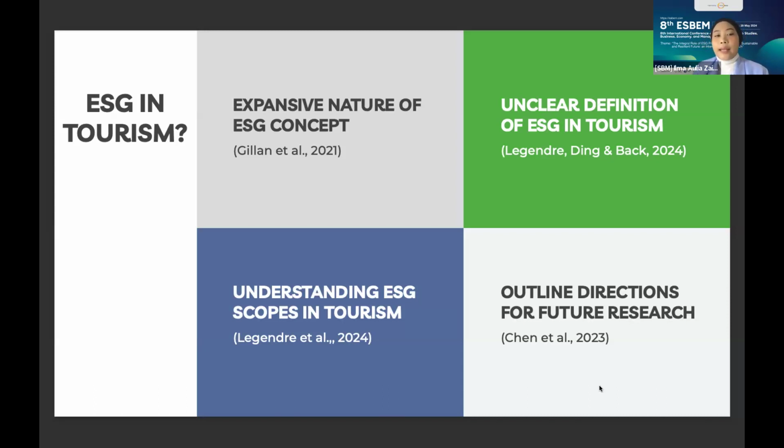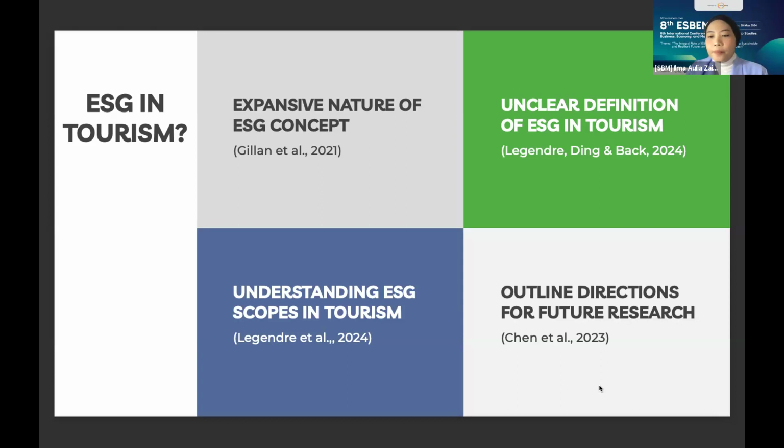And then to understand ESG scopes in tourism, how one topic in tourism research will relate and also connect with other topics that incorporate ESG principles. So this is something that we are going to discuss further in this presentation. So by understanding ESG and tourism, of course, this is vital for outlining directions for future research, as it helps identify key sustainability challenges and opportunities, and also guides the development of effective policies and practices that promote ethical and environmentally responsible tourism.